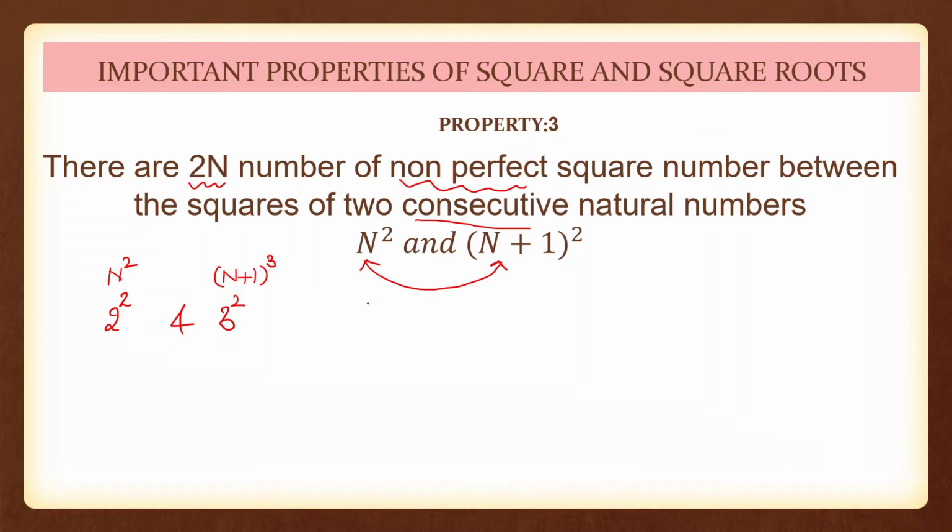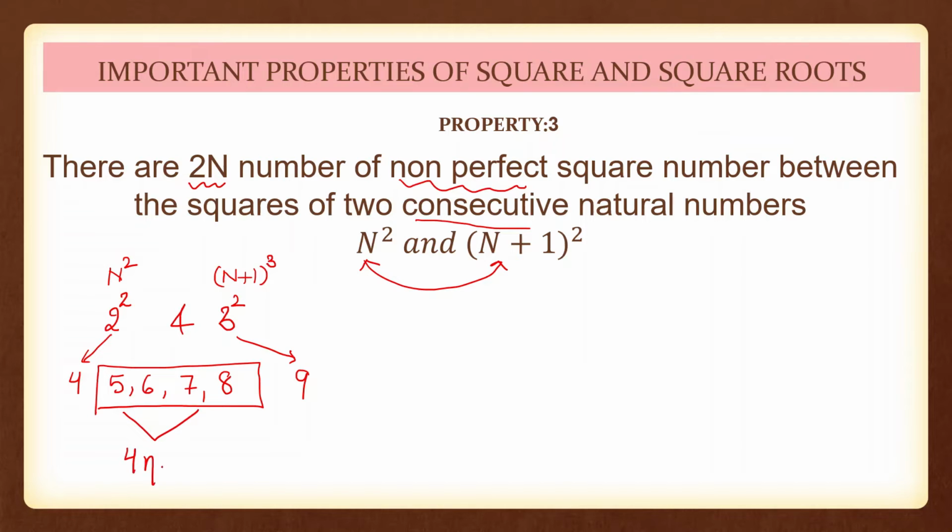We need to keep one thing in mind. Both numbers should be next to each other, as 2 square is 4, 3 square is 9. Both are perfect square numbers. How many numbers now lie between this 4 and 9? 5, 6, 7, 8. So we can say there are 4 numbers.